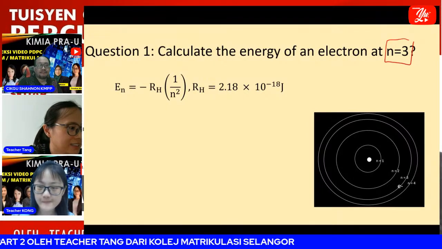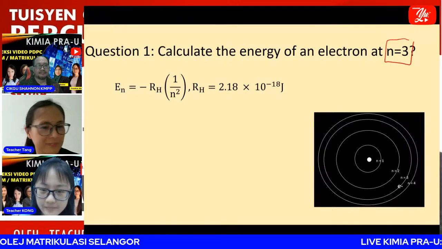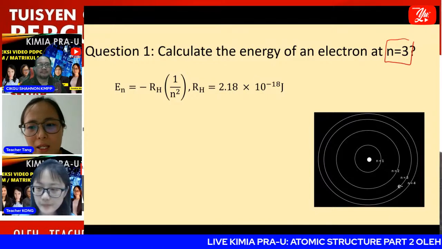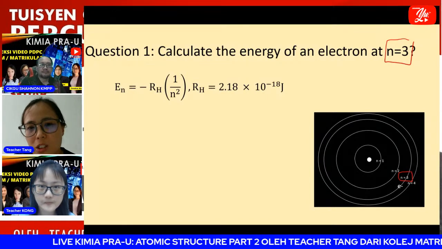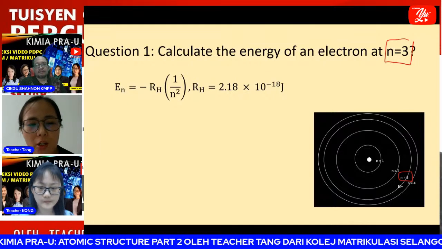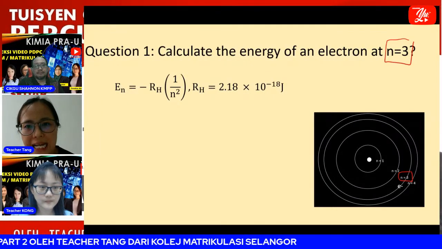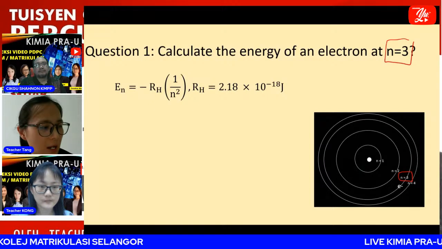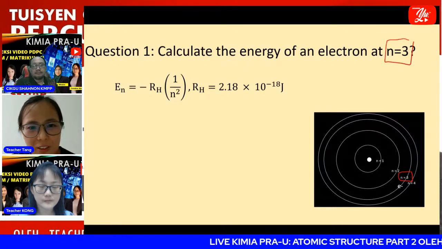Any answer from the students? Not yet. Okay. So now the electron is at the third orbit, which is equivalent to energy level n equals 3. So what would be the energy of the electron when it is at the third orbit, energy level n equals 3? Any answer from the students?